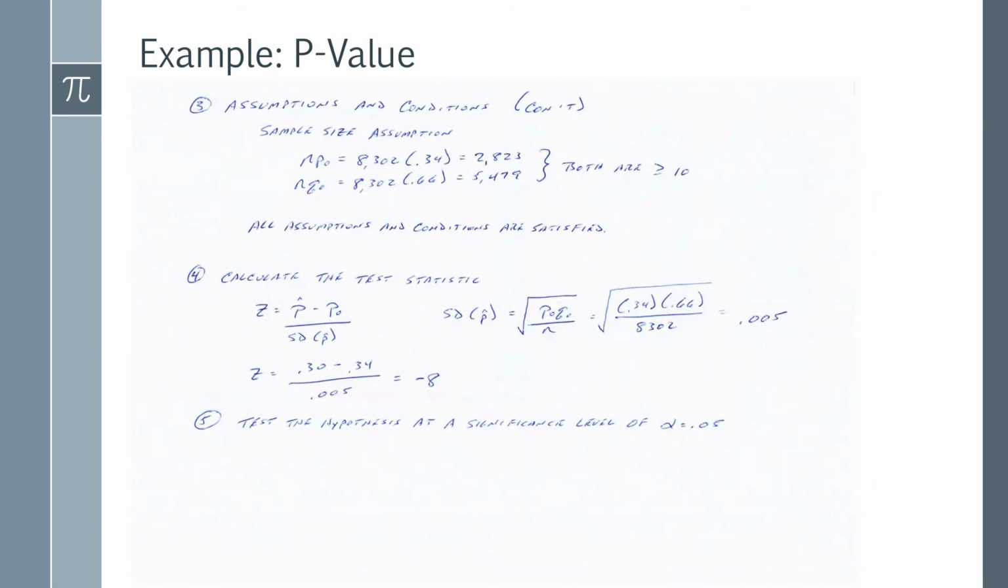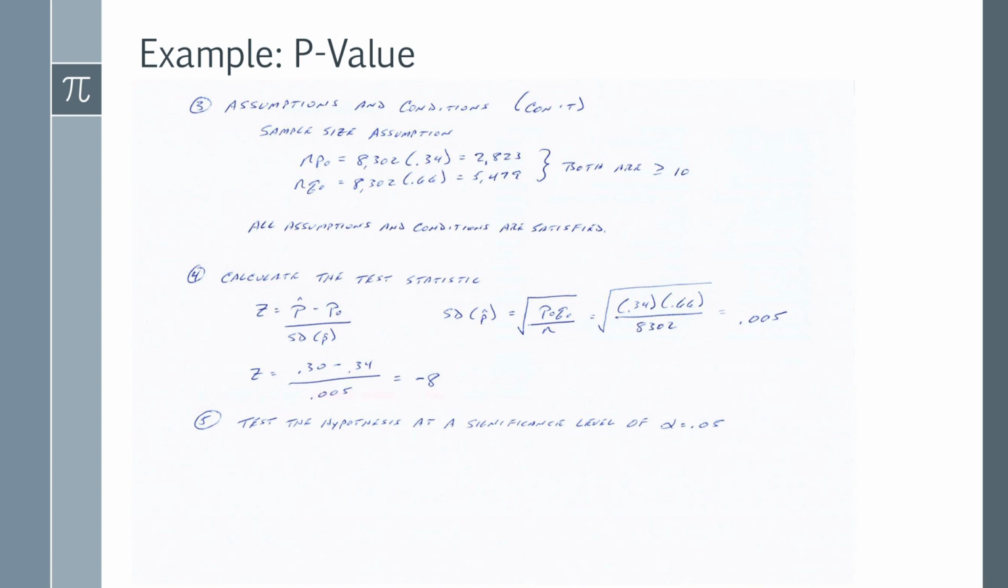So now we have to look at our sample size assumption, and our sample size assumption is going to go with our success/failure condition. We're going to look at n times p-naught, which is 8,302 times 0.34, and that gives us 2,823. n times q-naught is 8,302 times 0.66, that gives us 5,479. Both of those are greater than or equal to 10. They're quite a bit greater than 10. So therefore, all assumptions and conditions are satisfied. Now we can move to our next step.